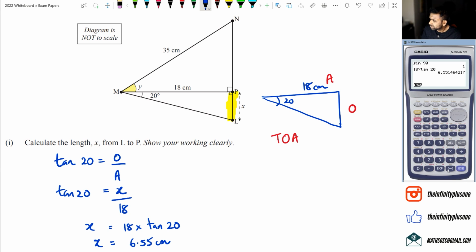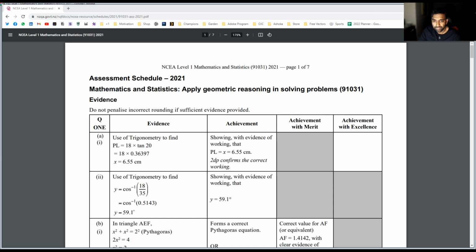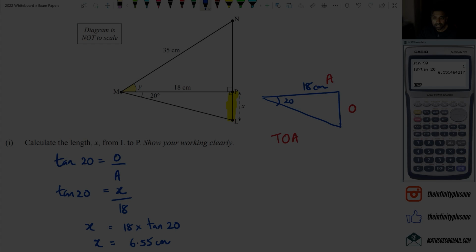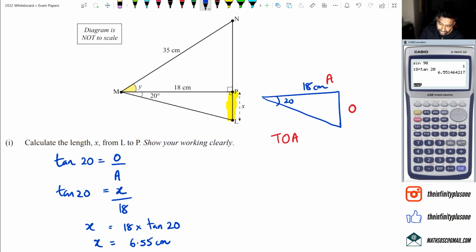You actually want to be putting at least up to 2 decimal places in this one, because looking at the answer schedule here, as you guys can see, they say 2DP confirms the correct working, so you just got to make sure you put 2 decimal places. So we've got 6.55 as our answer, so that is going to give us a grade of achieved.